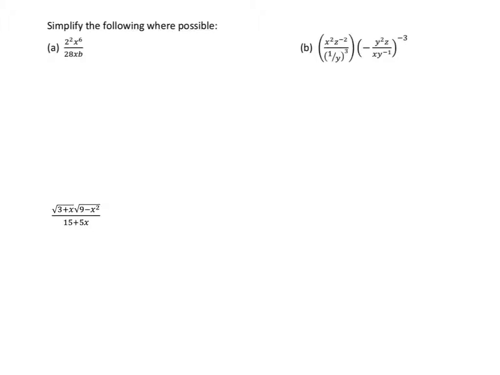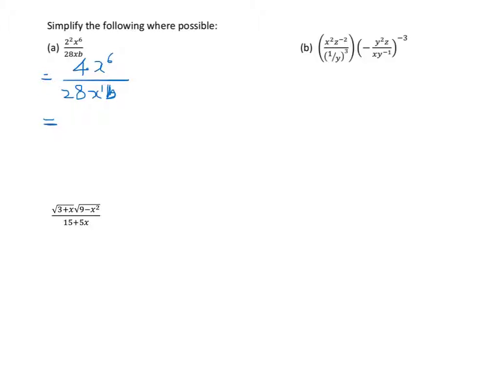Here we look at simplification of rational expressions. Let's start with this one here. And so really 2 squared is 4, and then for x, well, there's actually x to the power of 1, and the significance of this is as follows.